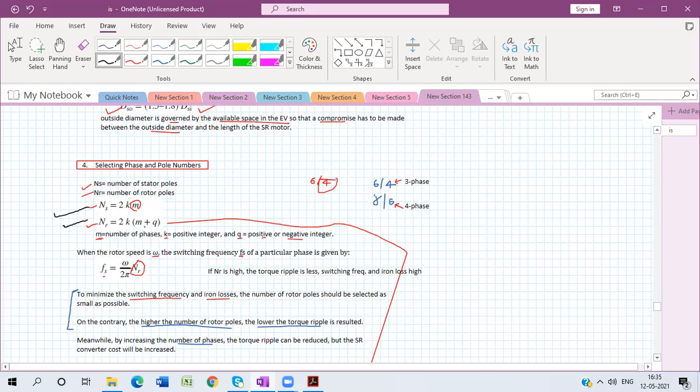What is m? m is equal to the number of phases. k is only a positive integer, while q may be positive, may be negative. Why? Because the rotor poles may be higher or lower than the stator poles. So you have to remember these equations, and questions may be asked from them.